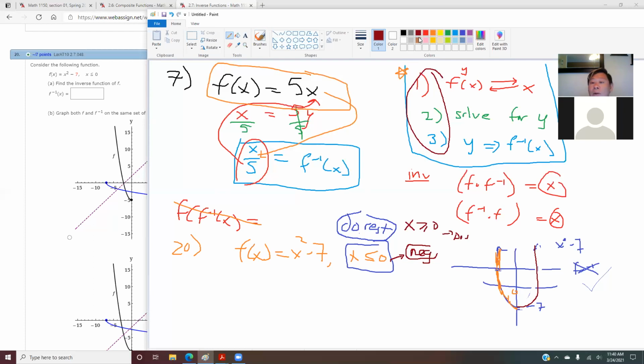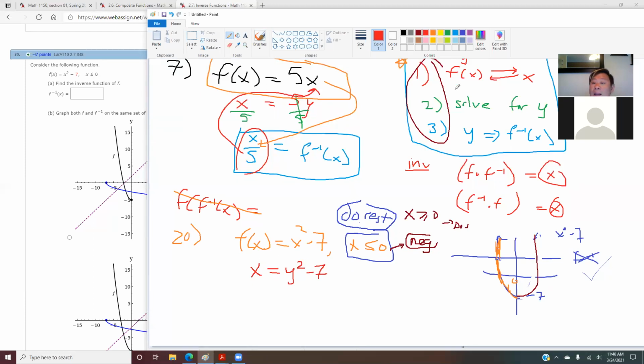So again, what we do here, first step, interchange your f of x and x. So this will become x, this will become y. And then second step is you solve for y. So I move the 7, -7 becomes +7. And then I take the square root because there's a square here. Now, every time I take a square root, you need to have a plus and minus. So this domain restriction will come in handy.